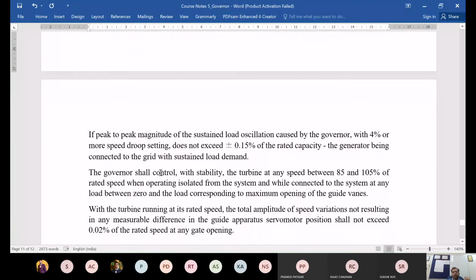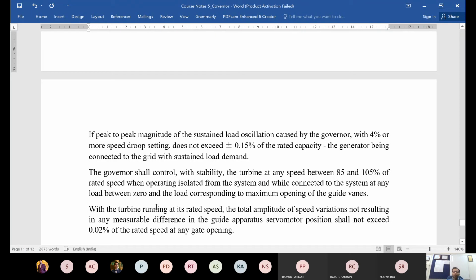Then for some other things, it says here that the governor shall control with stability the turbine at any speed between 85 and 105% of rated speed when operating isolated from the system, and while connected to the system at any load between 0 and the load corresponding to the maximum opening of the guide vanes. So in terms of an isolated system, if you don't have it connected to other generating options, other generators, then the range is much more flexible.